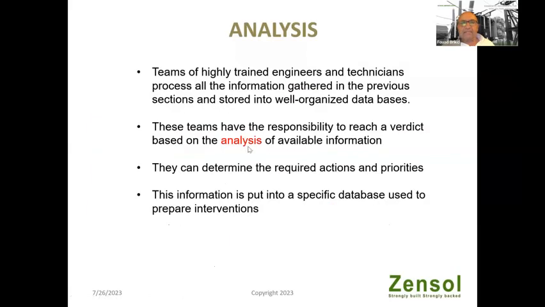The analysis is usually done by teams of highly trained engineers and technicians who process all the information gathered in the previous sections and stored in a well-organized database. These teams have the responsibility to reach a verdict based on the analysis of available information, and they can determine the required actions and priorities. So this information is put into a specific database used to prepare interventions.